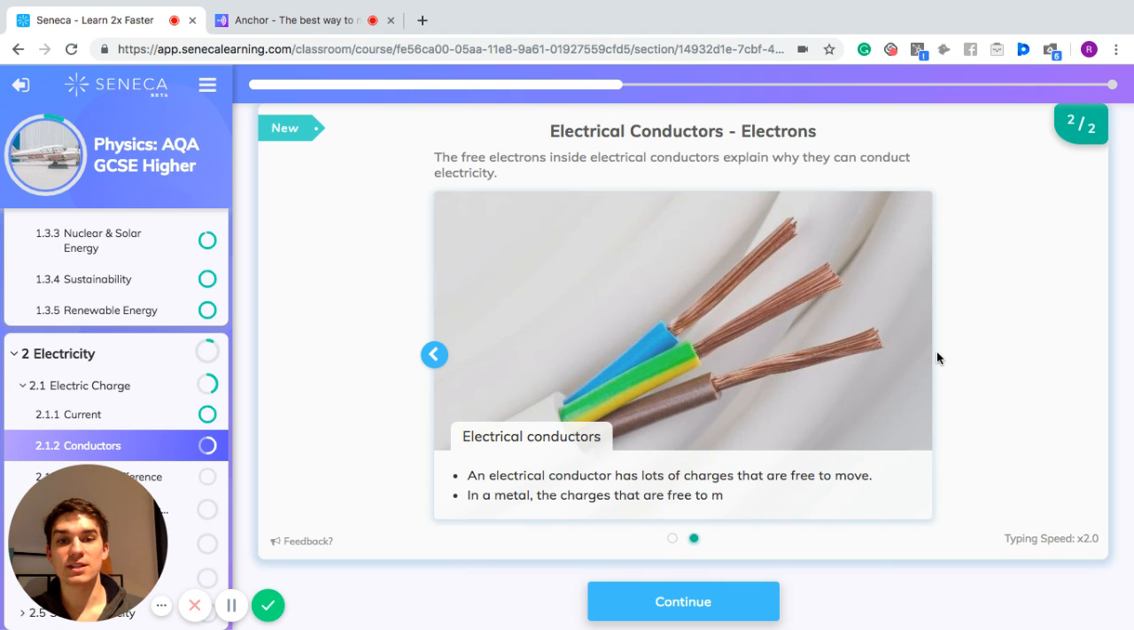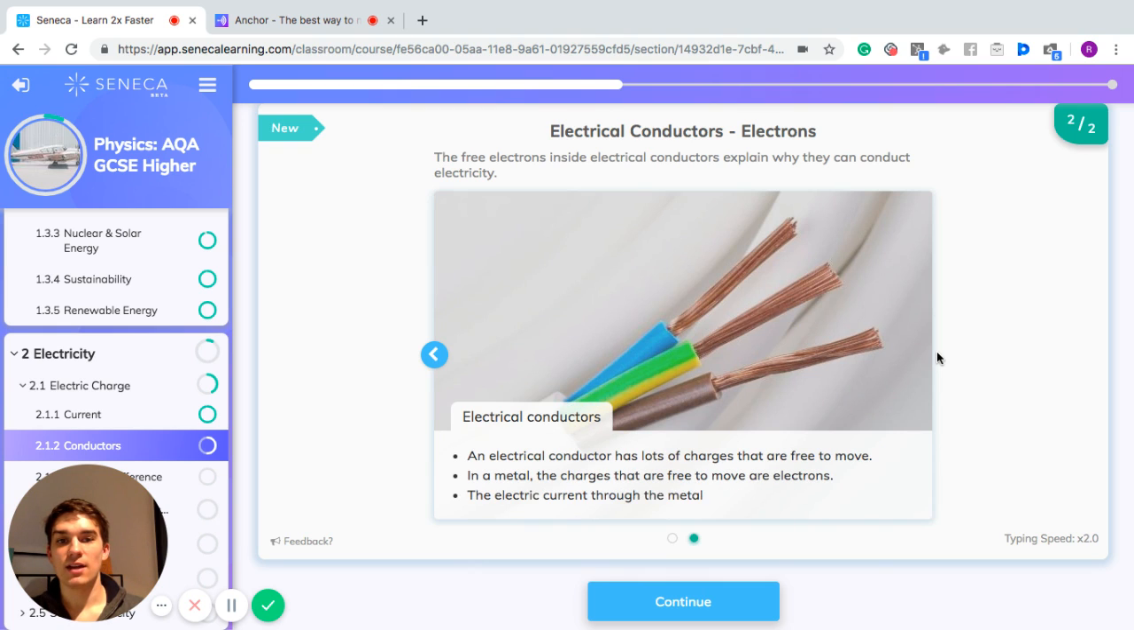An electrical conductor has a lot of charges and they are free to move. In a metal, the charges that are free to move are electrons. The electric current through the metal is the flow of these electrons.